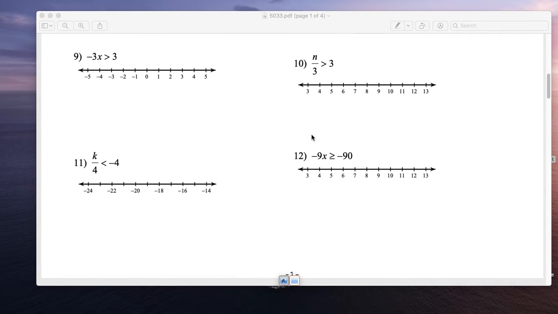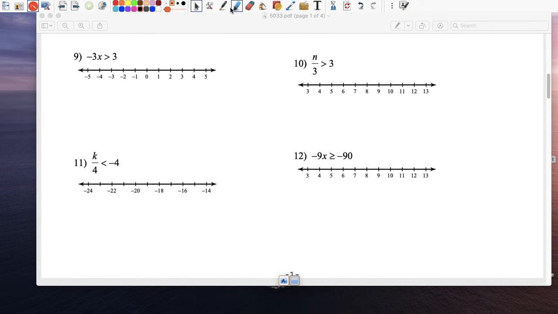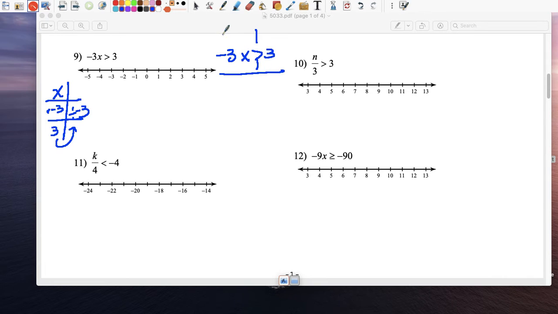Number 9. So again, my variable is x. What's happening to x is being multiplied by negative 3. That's greater than 3. Coming around, it's going to be divide by negative 3. So let me write it here. Greater than negative 3. Left and right, right? What are we going to do? We're going to divide by negative 3. So divide by negative 3, divide by negative 3.